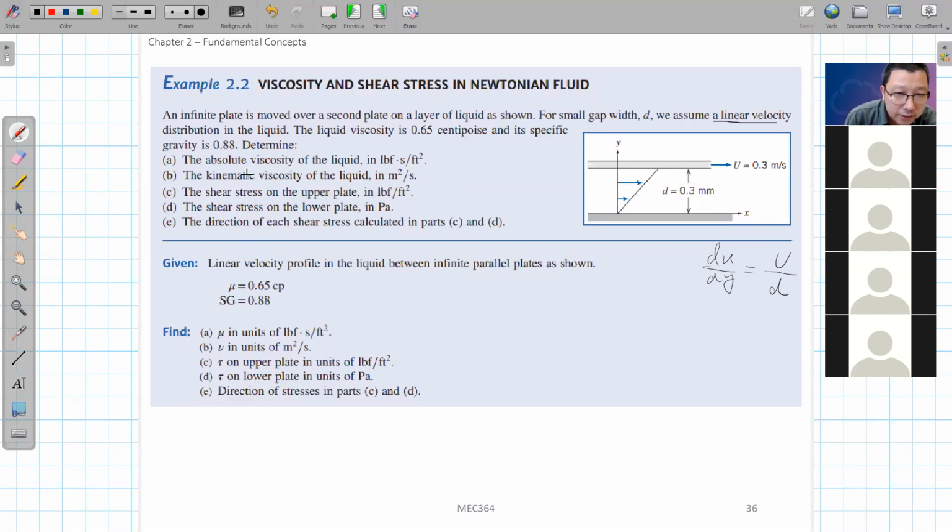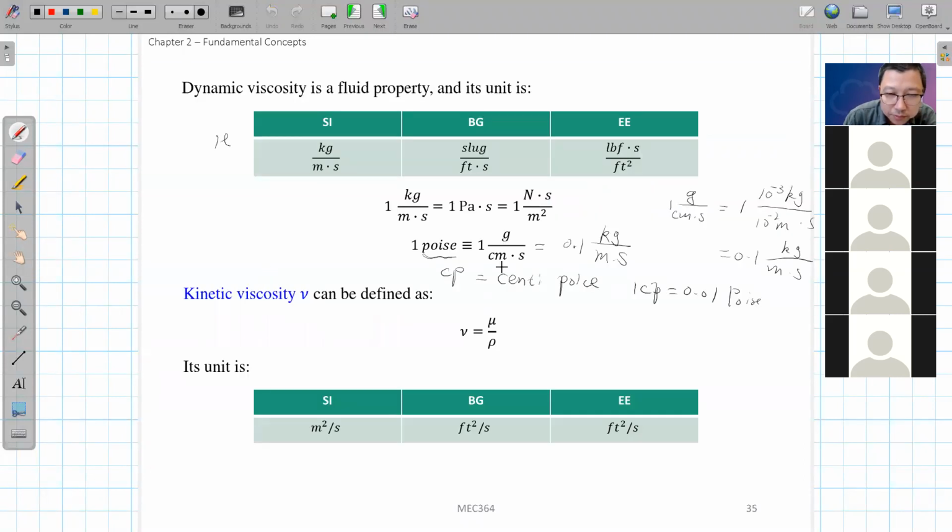The first question is basically some, I think, unit conversion stuff, okay? We know that mu is in centipoise. Okay, the unit is centipoise. Remember what I mentioned, what's the meaning of centipoise? Centipoise is equal to 0.01 poise, and 1 poise is defined by this unit.